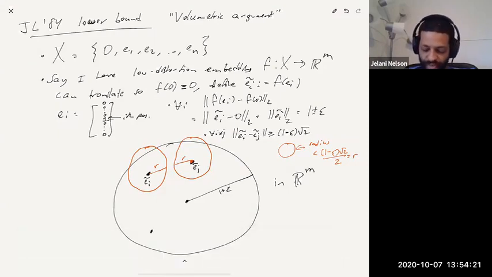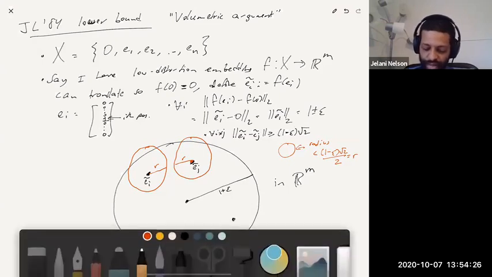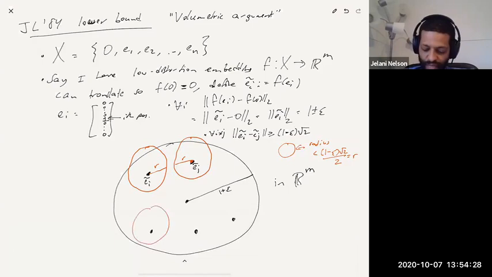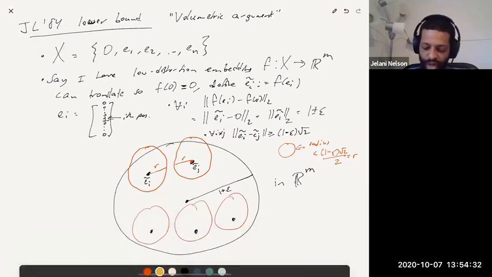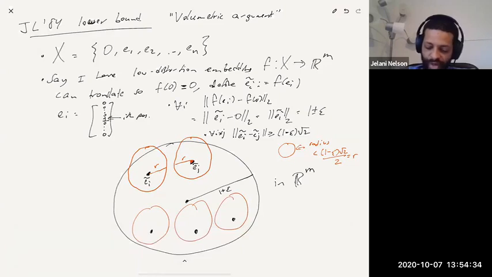So let me draw them. There are a bunch of them. How many of these balls are there? There are n of them, because there are n ei tildes. So there are these n red balls, and I know that they're all disjoint. But all these balls are contained in a bigger ball.